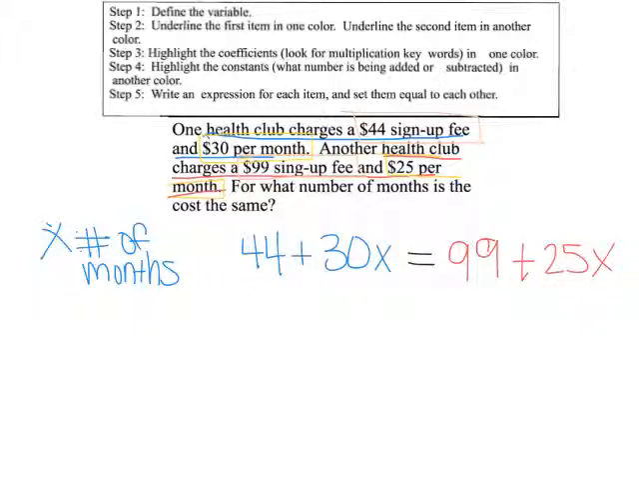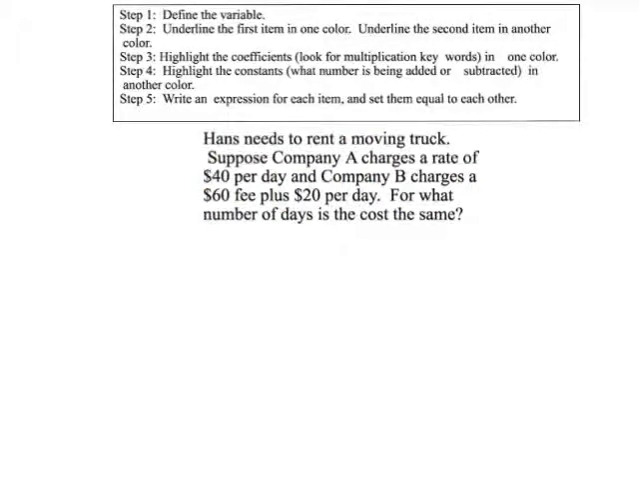Let's try another one. Hans needs to rent a moving truck. Suppose company A charges a rate of $40 per day and company B charges a $60 fee plus $20 per day. For what number of days is the cost the same? Again, there's that keyword same. Whenever you see same, it means you're going to set them equal to each other. So you'll have a variable on both sides. Step 1. Underline the first item. So we've got company A, and then our other item is company B.